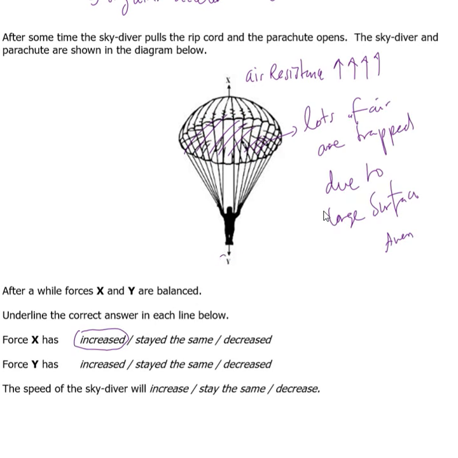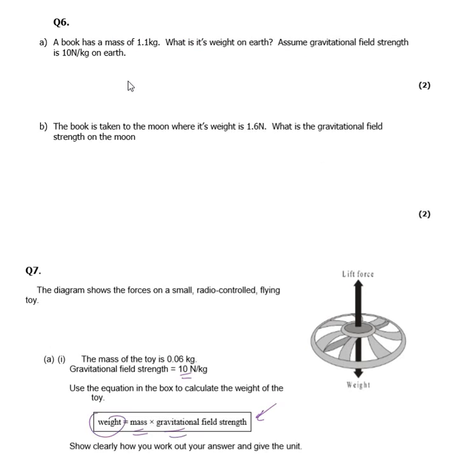Now, Y is still the same, because Y is the weight. The person does not change. The person doesn't get bigger, so it stays the same. The speed will eventually decrease, because this slows it down massively. So this is the answer, and this is the full working out. Make sure that if you got this wrong, it needs to be fully done.